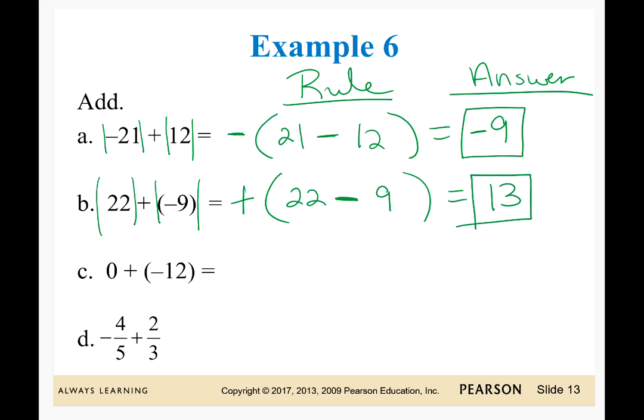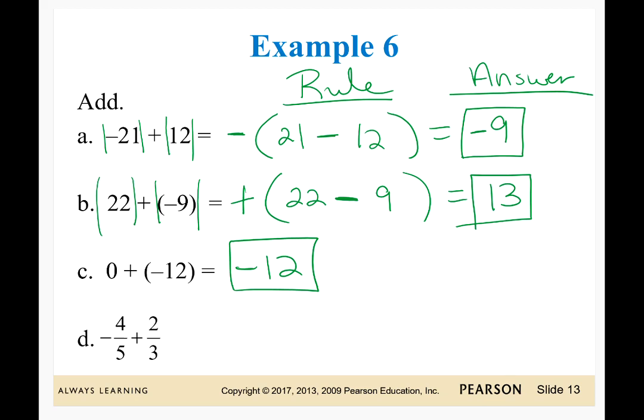All right, C. C is a trick question. I wanted to see if you're paying attention, okay? Is 0 a signed number? The answer is no. 0 does not have a sign, so I do not have to use the rules. In fact, we talked about 0 before. I can add 0 to anything and it doesn't change it. So 0 plus negative 12, if you have no money and you owe me $12, guess what? You still owe me $12. So no rules necessary on that one. It was kind of a trick question.